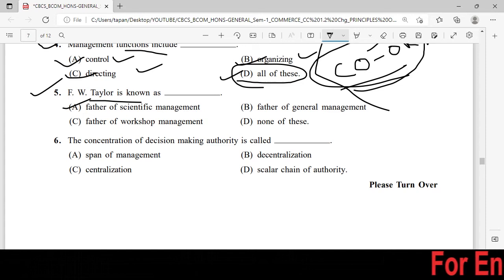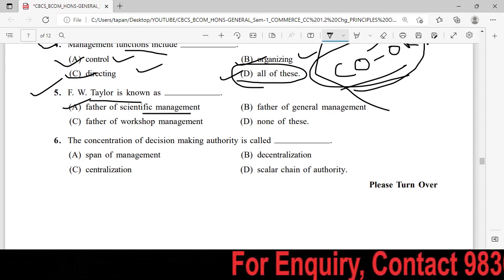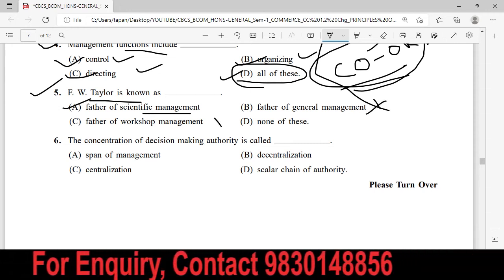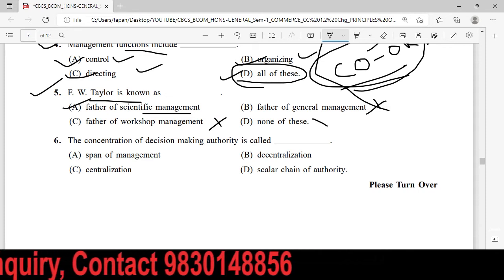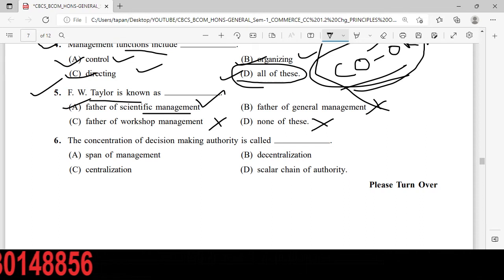Father of scientific management, that is F.W. Taylor. Okay, father of general management, not. Father of workshop management, not. And none, not. These items are not accurate, and therefore you have to choose alternative A.